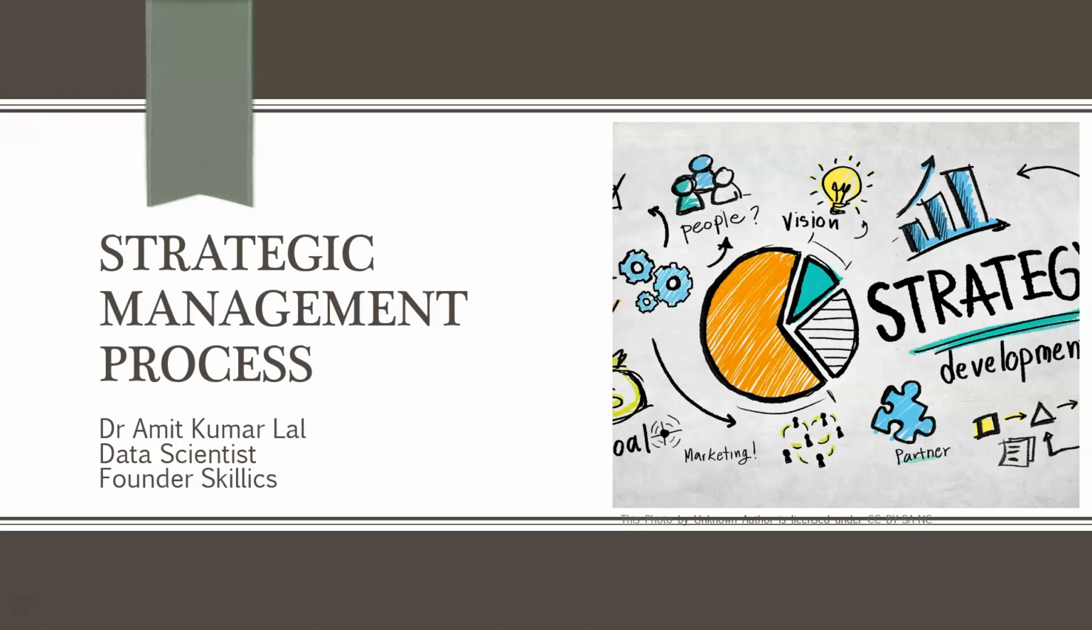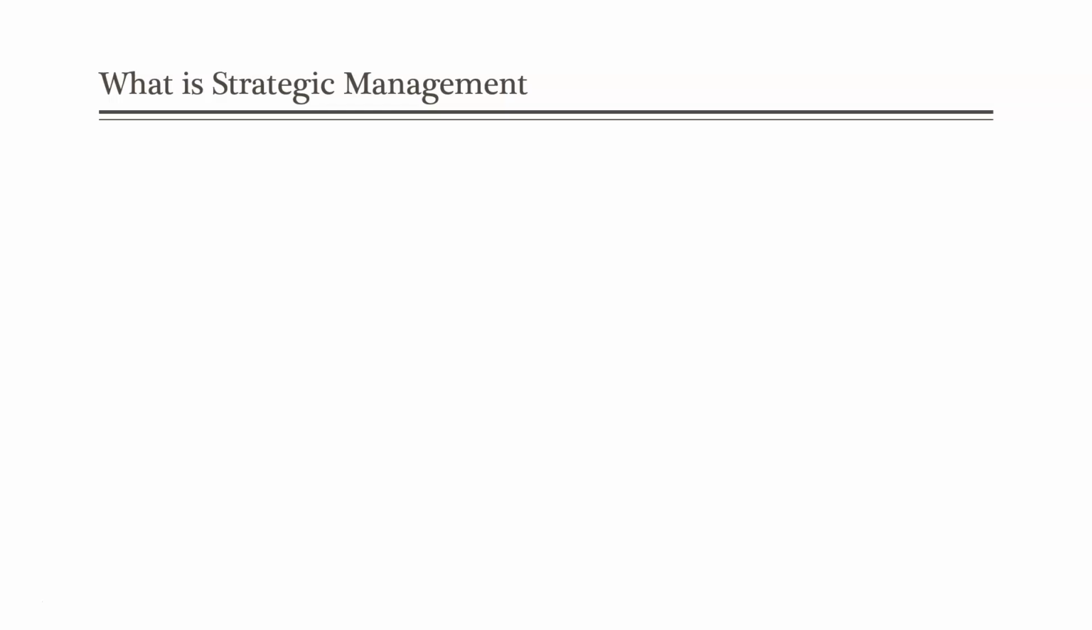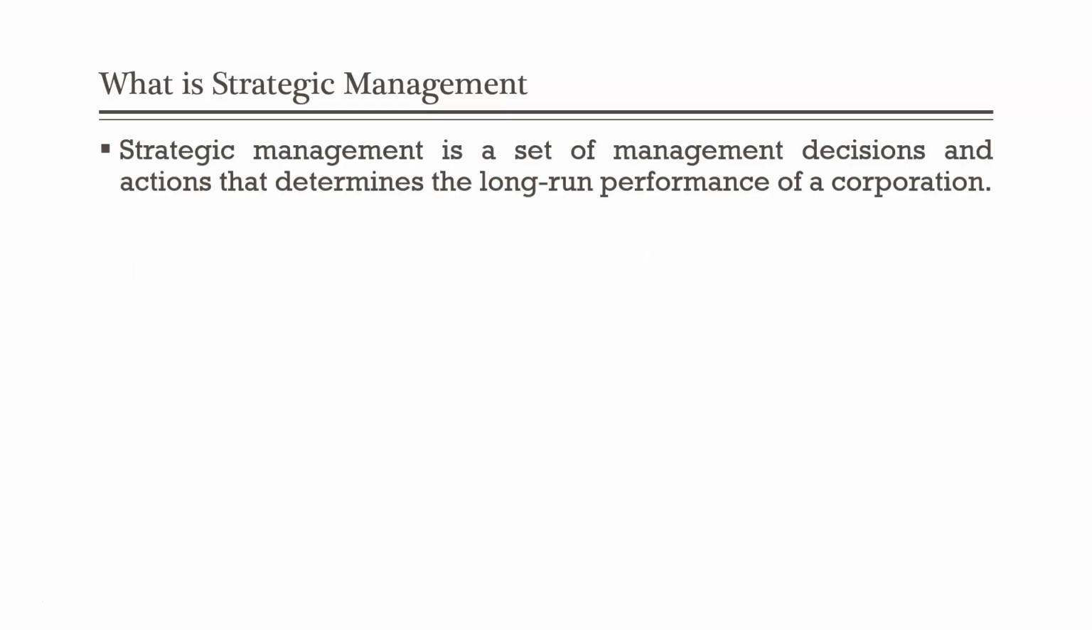So let's begin with today's topic. Let's talk about what strategic management is first. Strategic management is a set of management decisions and actions that determine the long-term performance of a corporation. If any organization wants to sustain itself in the long run, then they have to take some management decisions. They need to plan something, they need to take some actions so that they can sustain themselves in a competitive environment. And that is where strategy really helps.